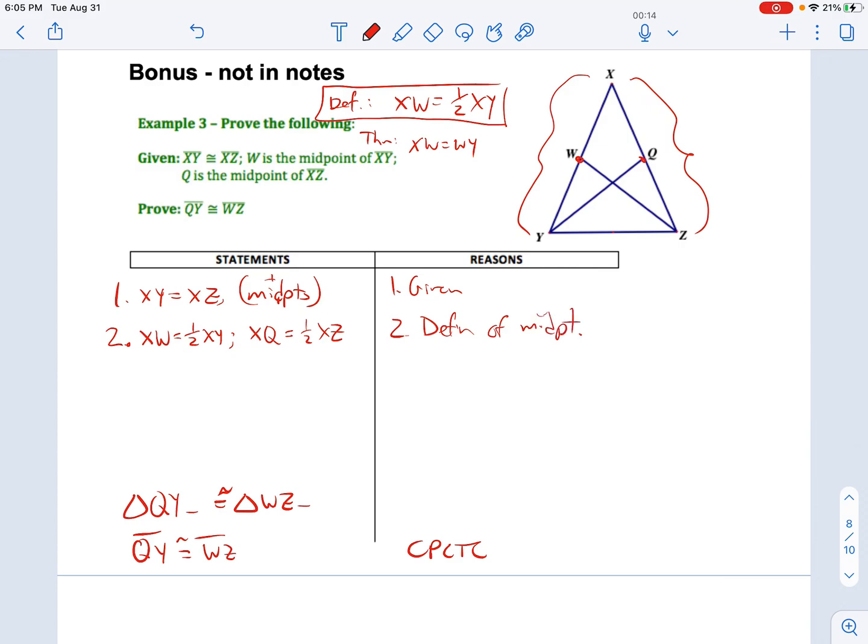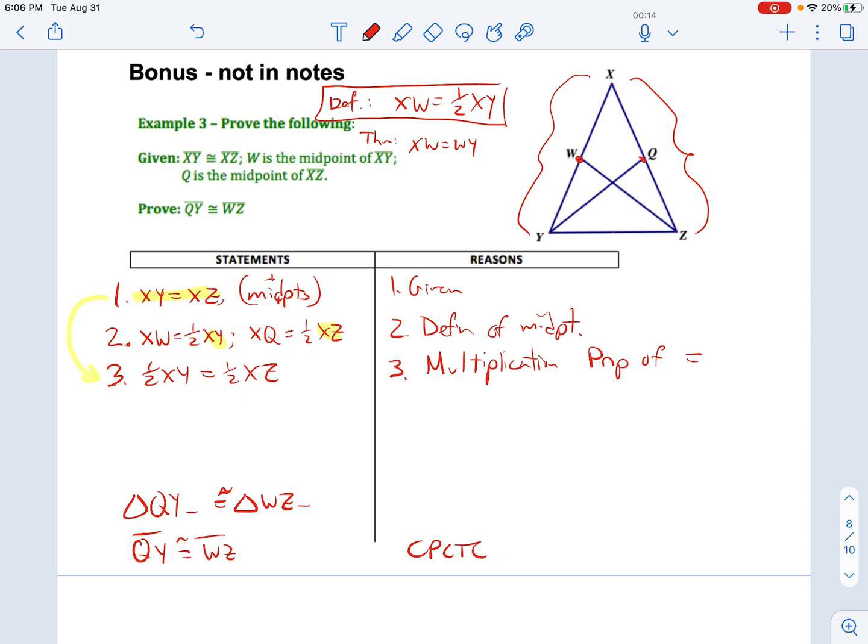Why is that better? Well, because I already know something about XY and XZ. I know those are equal. But now it'd be really great if I could say half of XY is equal to half of XZ. Well, I can say that. How do I know half of XY is equal to half of XZ? Think about this. Well, I knew XY was equal to XZ. I just took that first step and I multiplied both sides by half. Technically, it's the multiplication property of equality.